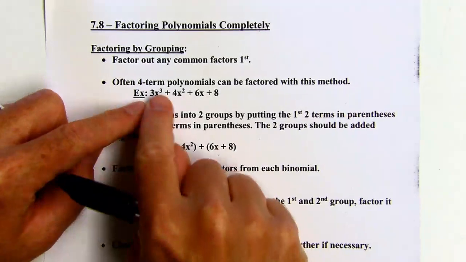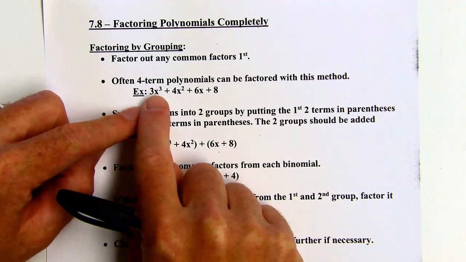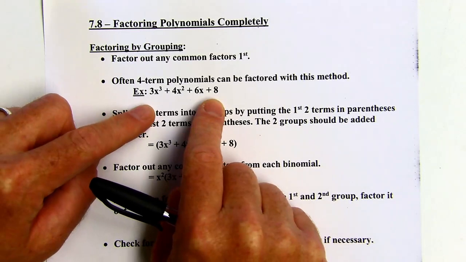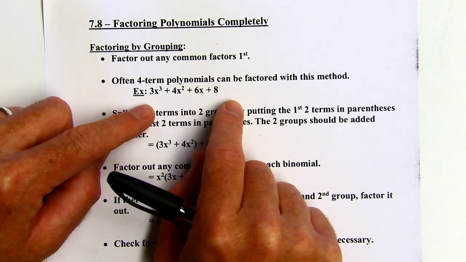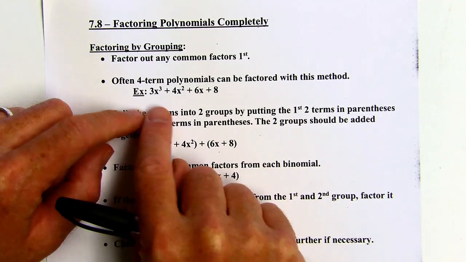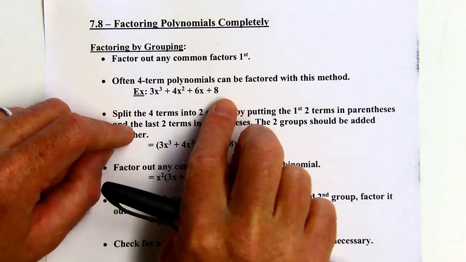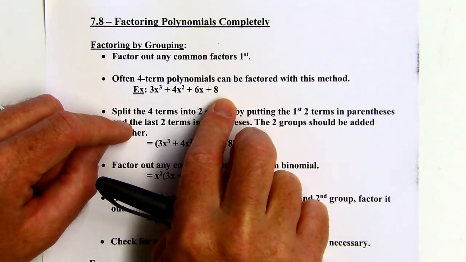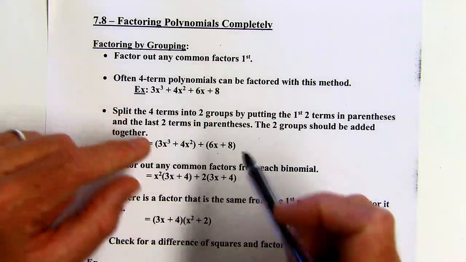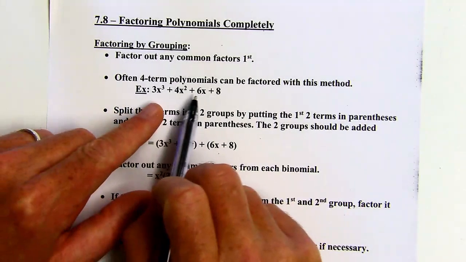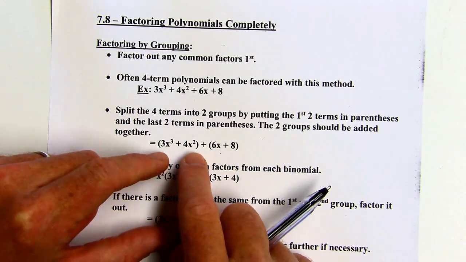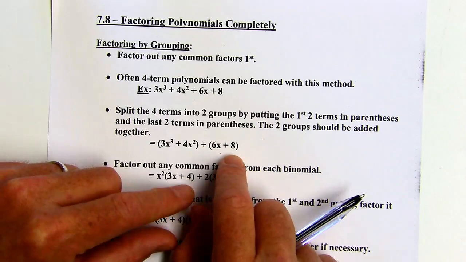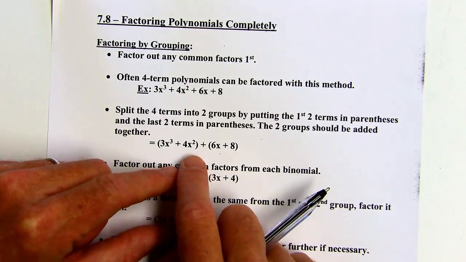First thing I do is look at all four terms and see, is there anything that goes into all four of these terms? Well, there are no numbers that go into 3, 4, 6, and 8. And the x's go into the first three terms, but the last term doesn't have an x. So there is no common factor here, okay? But if we take this group of four terms and split it into two groups like this, so I put a parentheses around the front two and a parentheses around the back two, now I can look at the groups.